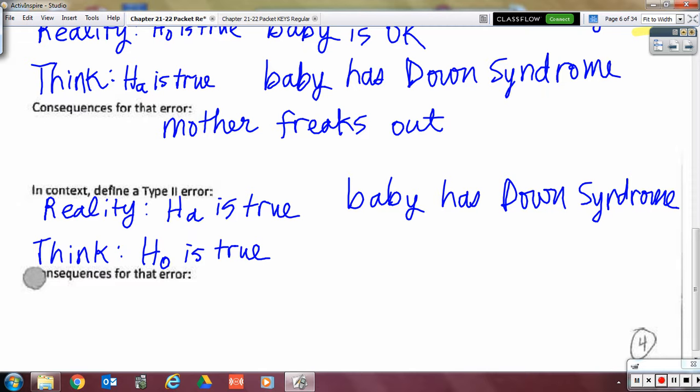Okay, but the sample makes us think that what? That the baby is okay. The null hypothesis is that the baby is okay. So the reality is the baby has Down syndrome, but we got a sample that was unusual, and it made us think that the baby is okay. So what might be a consequence of that?